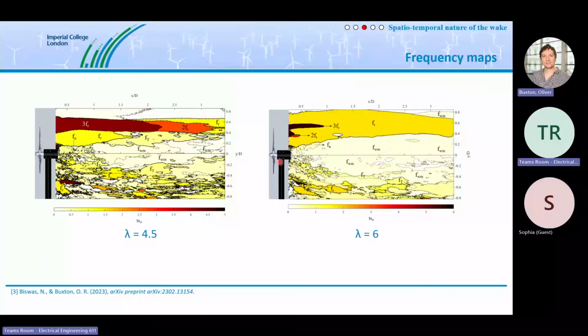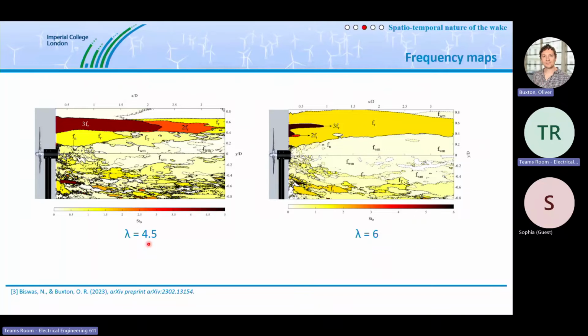Okay, so we can paint a picture now of essentially what we call the dominant frequencies in the different locations of the wake. And so each of these different colours corresponds to a region of the flow where I've got one particularly dominant frequency. So this dark red region here corresponds to where the blade passing frequency is dominant. This yellow region here is where the rotor frequency is dominant. And then this lighter coloured region here, we can see the wake meandering frequency is dominant. Now, if you compare these two pictures, I think the important thing to note is that these two pictures are fundamentally different. And this corresponds to a tip speed ratio of 4.5.